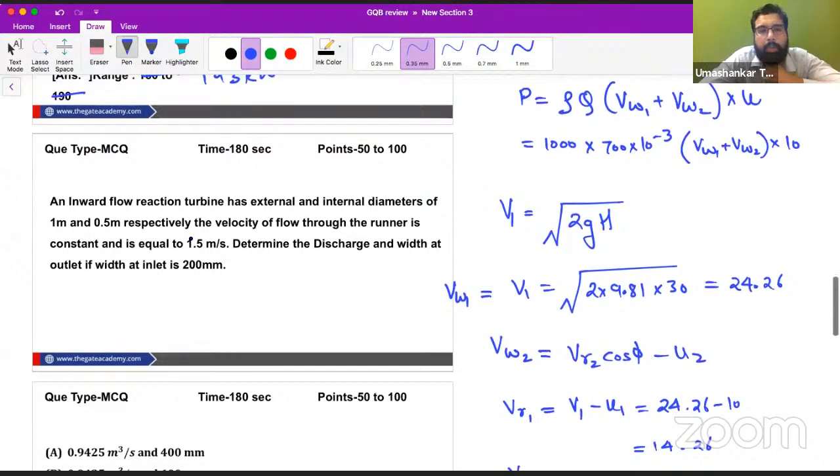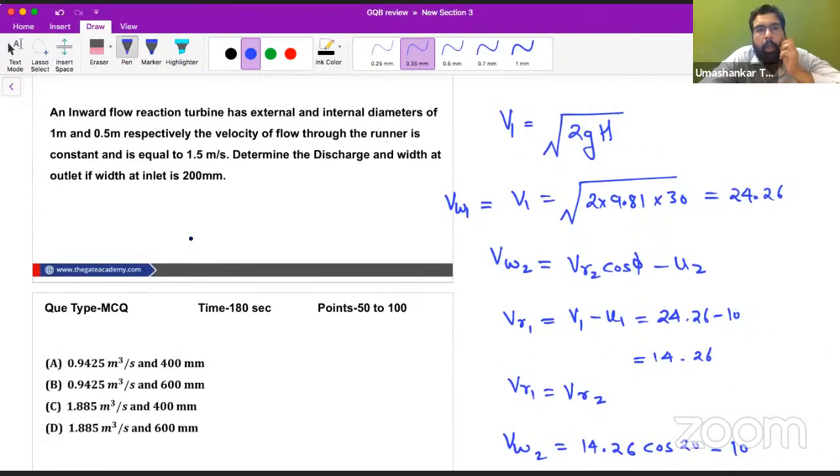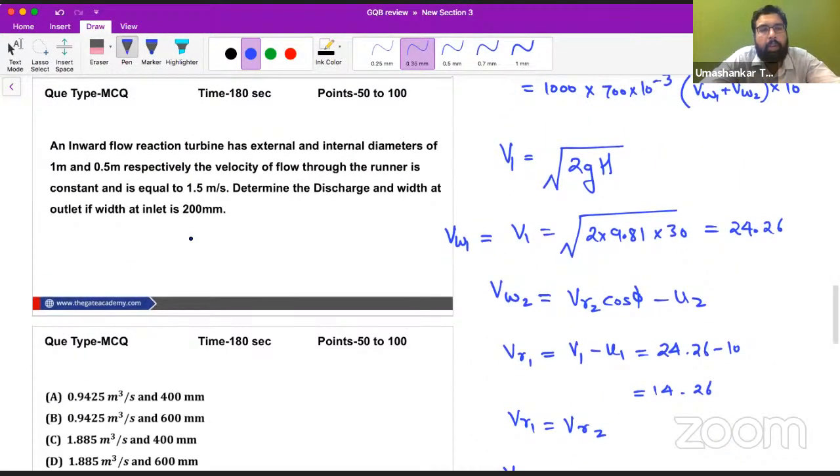Okay, now moving to the third question, which is also an MCQ question. In this third question, an inward flow reaction turbine has external and internal diameters given. That means D1 and D2 are given, right? Haan, Gautam. Very good, beta. If you have solved it correctly, very good. So D1 is what? D1 is 1 meter and D2 is 0.5 meter. So determine the discharge. The width at the inlet is given as 200 mm, that is 0.2 meter.